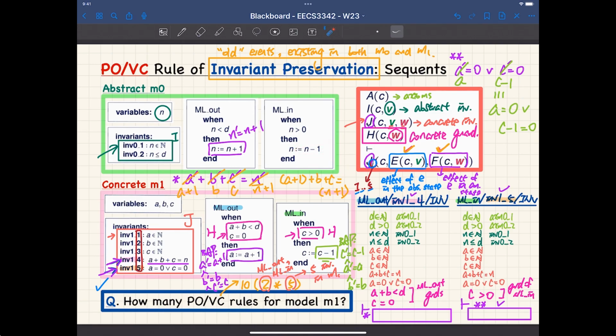So basically it all depends on the substitution. It depends on the nature of the invariant. If the invariant involves both the abstract and concrete variables, of course, you have to consider the before-after predicate for both the abstract version and the concrete version. On the other hand, if the invariant only involves concrete variables, then you only consider the concrete action. Yeah, that's actually very important to notice.